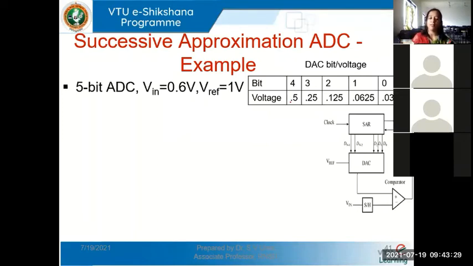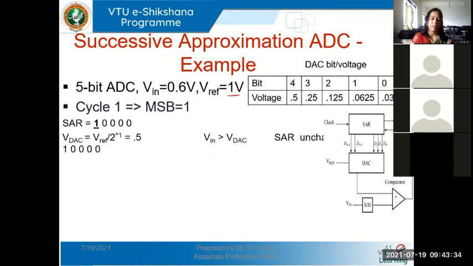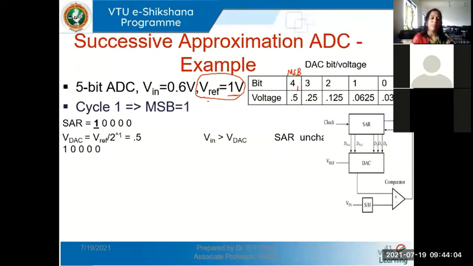If the final output voltage should be equal to Vref, this is your most significant bit. If that bit is high, it will give me half of the reference voltage, which is 0.5 volts. Are you following? If we use a reference voltage of 1 volt here, the output voltage of the DAC will be half of the reference voltage value when the most significant bit is 1.